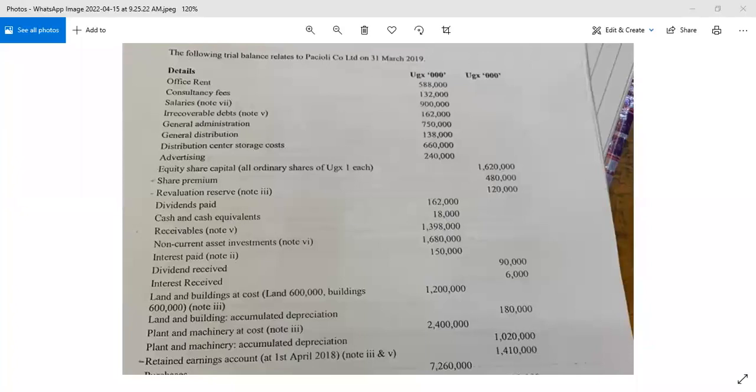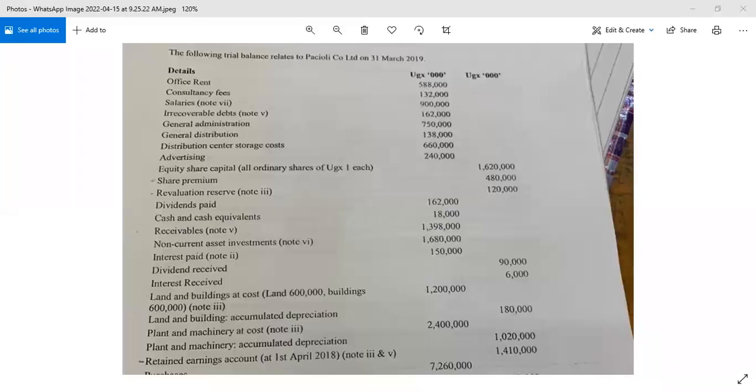Then you have equity. So with equity, we know that one goes under statement of changes in equity. So you go to statement of changes in equity. Okay. Then draw the schedule. So you have details. Then you have ordinary shares. I'll share with you the answer in short.